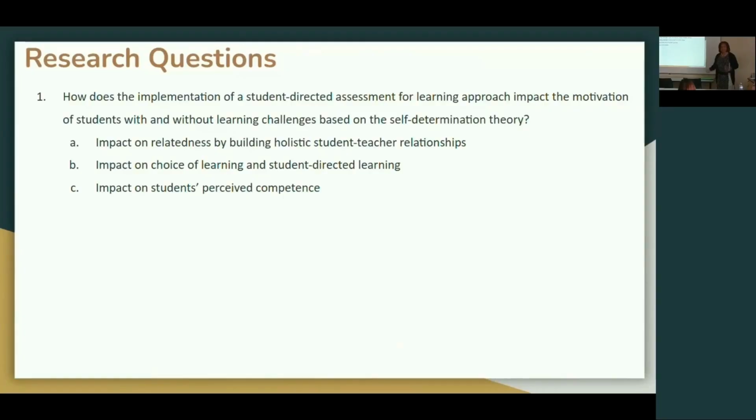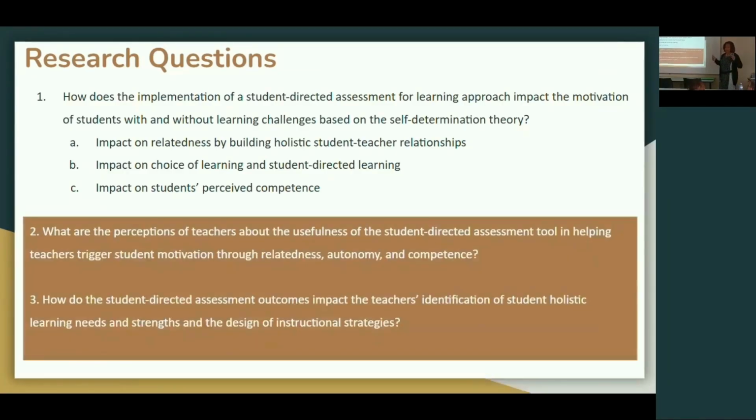And this led me to my research questions, which were based upon the self-determination theory. I first wanted to understand how the assessment tool might impact students' motivation, and that's students with and without learning challenges. And I also wanted to understand the teachers' perceptions of the effectiveness of the tool in helping them support students with their needs for relatedness, autonomy, and competence. And I also wanted to understand how the outcomes of the assessment tool might help teachers identify and support the needs of diverse students in the classroom.